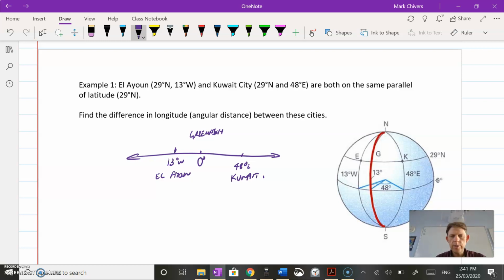Now, in this particular instance, we can deal with this just like any old number line problem. We want to know the distance between the two. Well, obviously, if we started early on, we've got to go 13 degrees just to get back to the Greenwich meridian, and then we've got to go 48 more degrees to get to Kuwait. So the angular distance is just going to be 13 plus 48 in this case. All right, and so that's going to be 61 degrees.